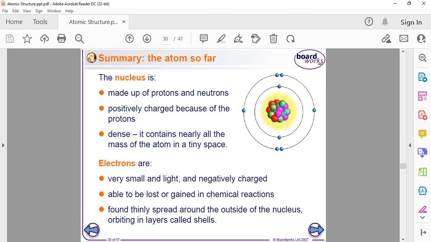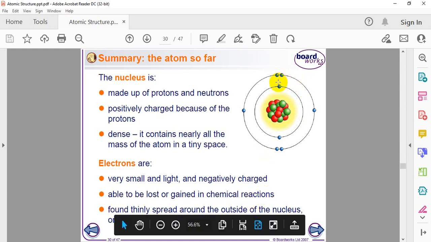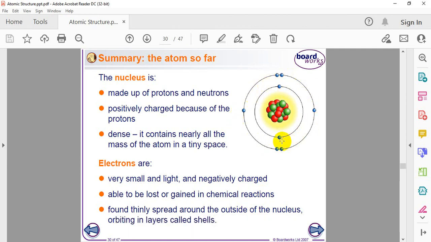Electrons are very small and light and negatively charged. Electrons are able to be lost or gained in chemical reactions. So these are the electrons. They are negatively charged. They are very small. They don't have weight because they are flying around the nucleus. The electrons are thinly spread around the outside of the nucleus, orbiting in layers called shells.